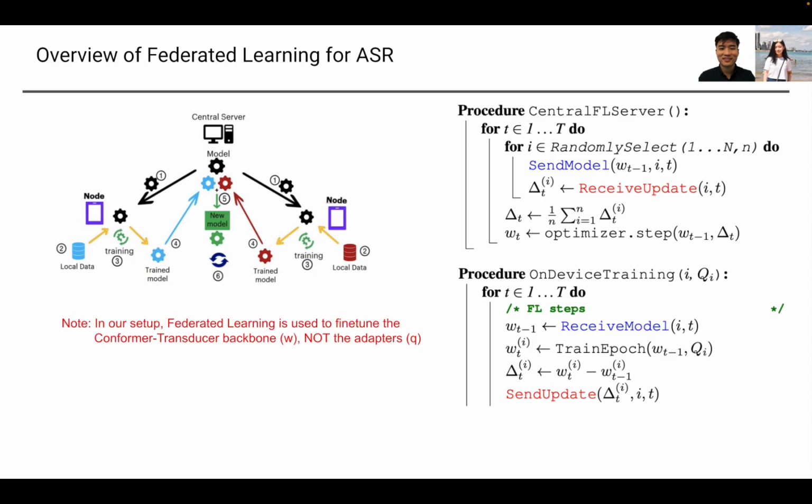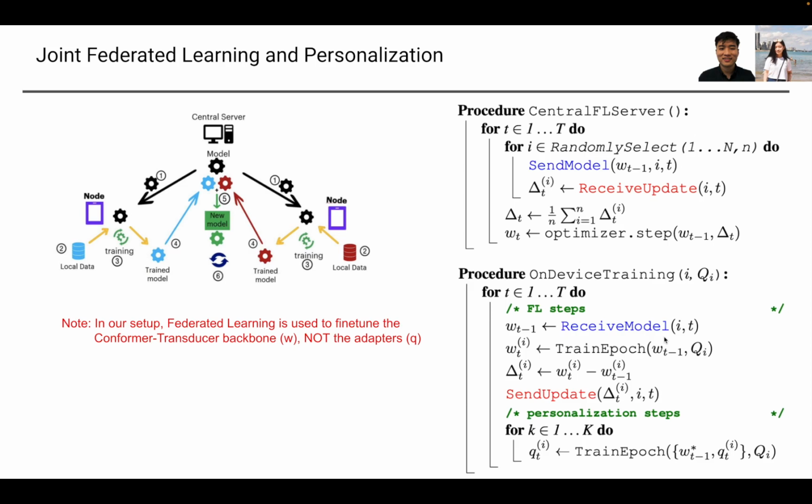Now, in our setup, federated learning is only used to fine-tune the Conformer transducer backbone, and we denote the weights of the backbone as W. On the other hand, the personalized adapter weights, which we denote as Q, are updated locally on each individual device, but they are never aggregated. Both the backbone weights and the adapter weights are updated in lockstep. In each training iteration, we first train the backbone with federated learning, and then we perform personalization of the adapters on the same data in the same training cycle.